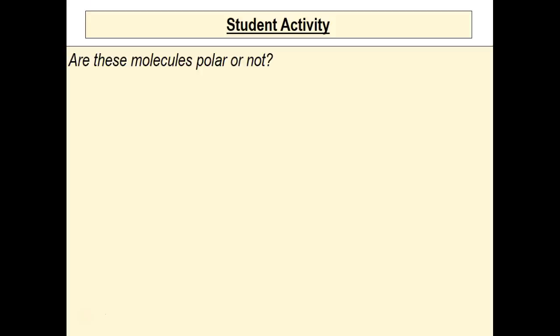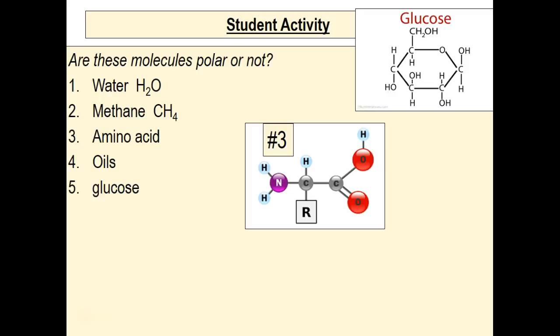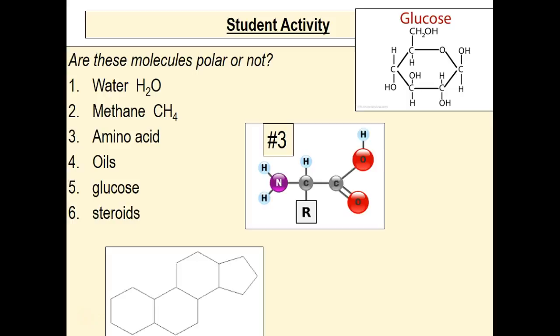So what do you think? Are these molecules polar or not? Water, methane, amino acids. There's a picture of an amino acid there for you to analyze. Oils, glucose. There's glucose up in the right-hand corner. And steroids, which is this ring molecule, is a steroid. So what do you think? Are these molecules polar or not?